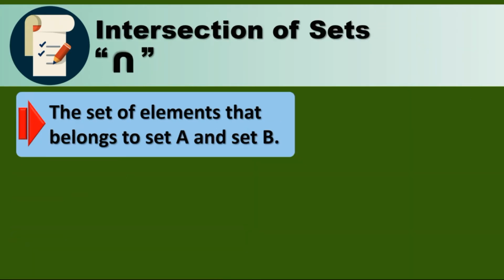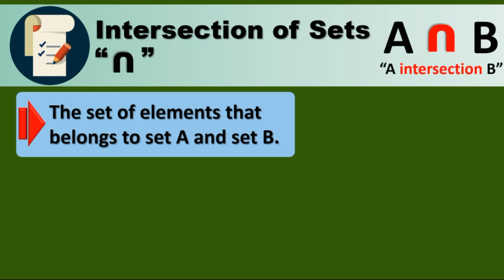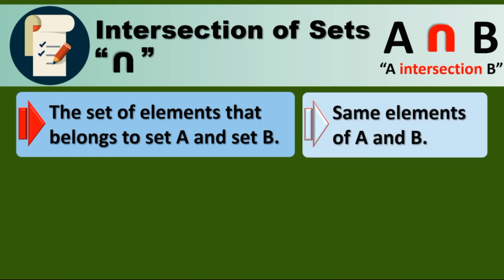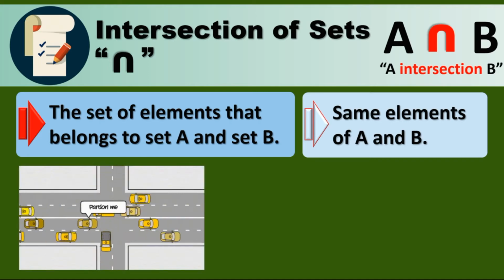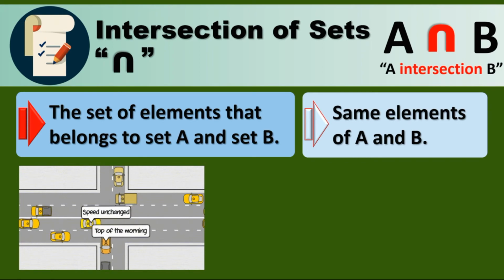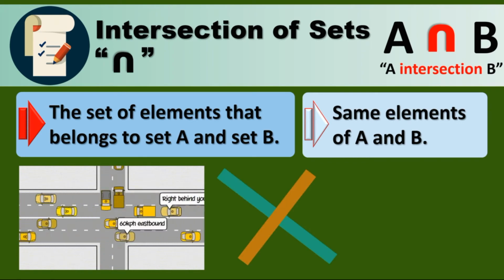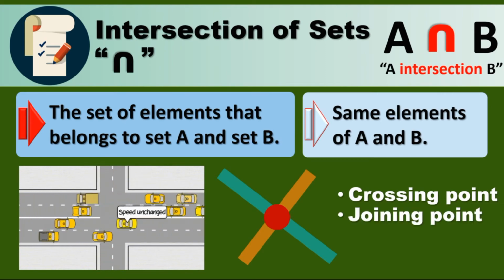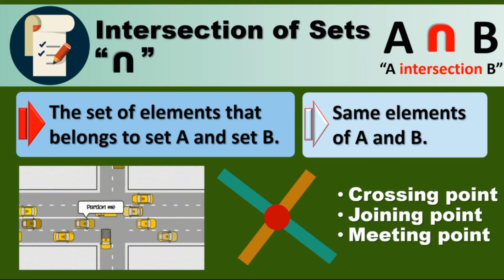Next concept, intersection of sets, which is denoted by inverted U. The set of elements that belongs to set A and set B, simply denoted as A intersection B. Same as saying same elements of A and B. Let's look at this animation. These two roads here has an intersection. Same is true with these two lines here. When we say intersection, it is same as saying crossing point, joining point, or meeting point.